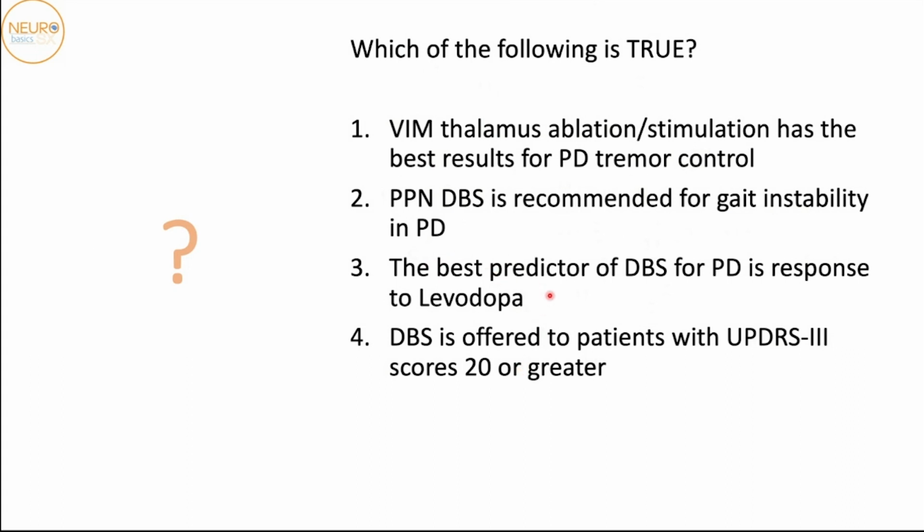Right, so the answer is the best predictor of DBS for PD is response to levodopa. The others are all false. The best result for PD tremor control is actually with caudal zona incerta stimulation. PPN DBS is not recommended for gait instability with the current literature that we have for PPN DBS. DBS is offered to patients with UPDRS 3 scores of 30 or greater, not 20 or greater.